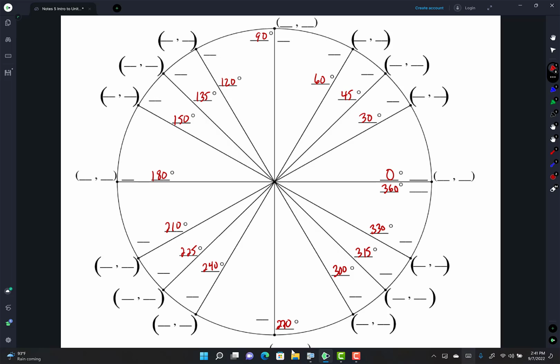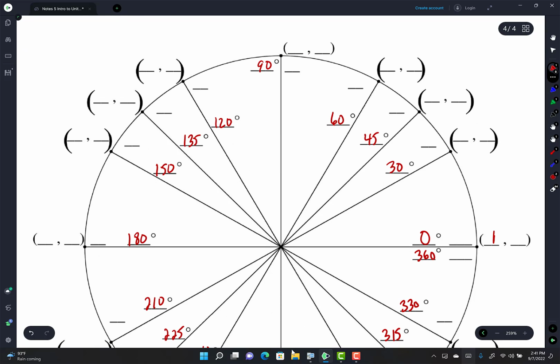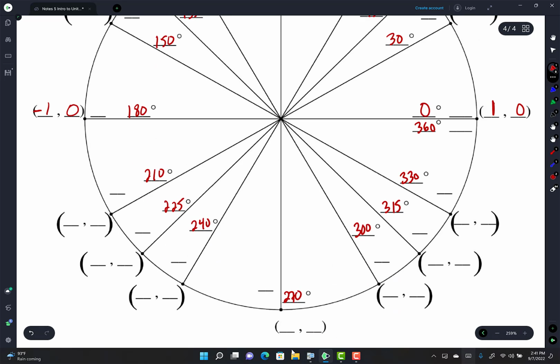What should we do next? The coordinates? The radians? All right, let's do the coordinates. We know that the radius is 1. So this is a 1, 0. Let's do the easy ones first. 0, 1. Go to 180 degrees. So that's going to be what? Negative 1, 0. Go to 270. That's going to be 0, negative 1.